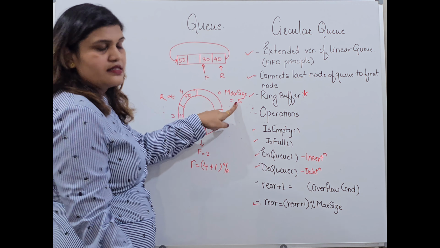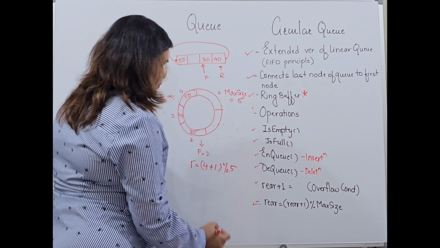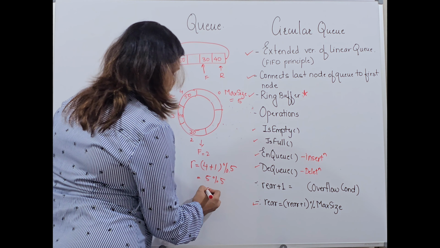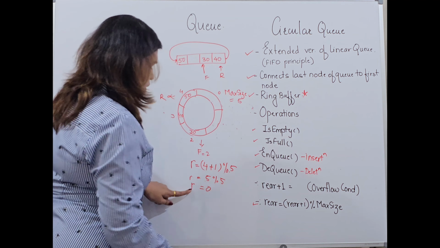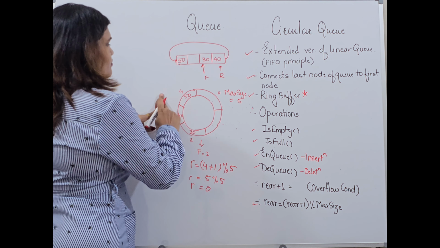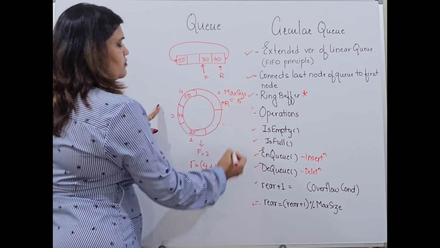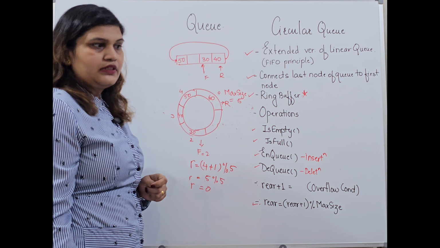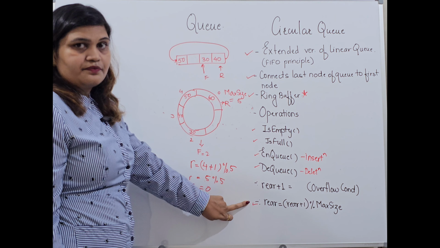What is my max size? 5. Now if you calculate this, 5 mod of 5 is equal to 0. So my rear now is 0. My rear, which was here, will now point to this, and I will insert my element here. So this line is important.